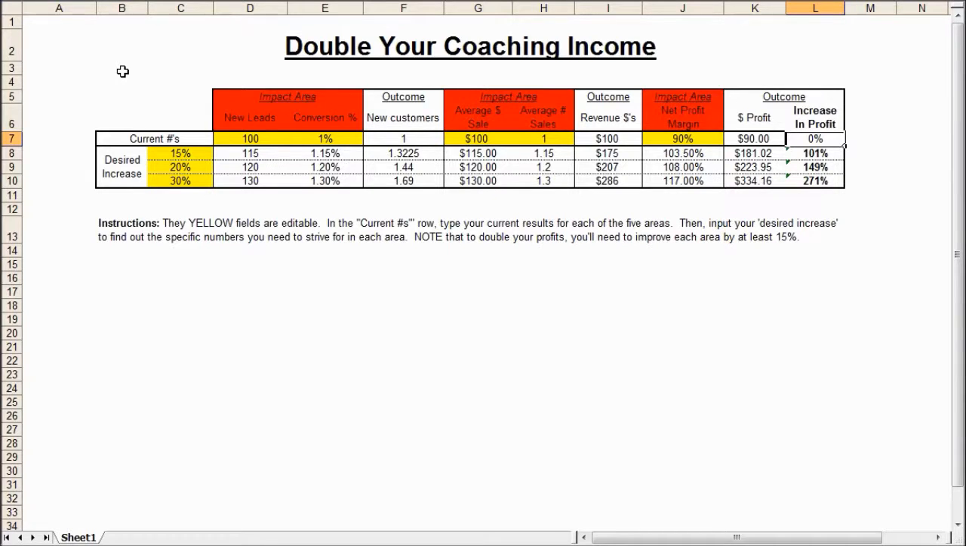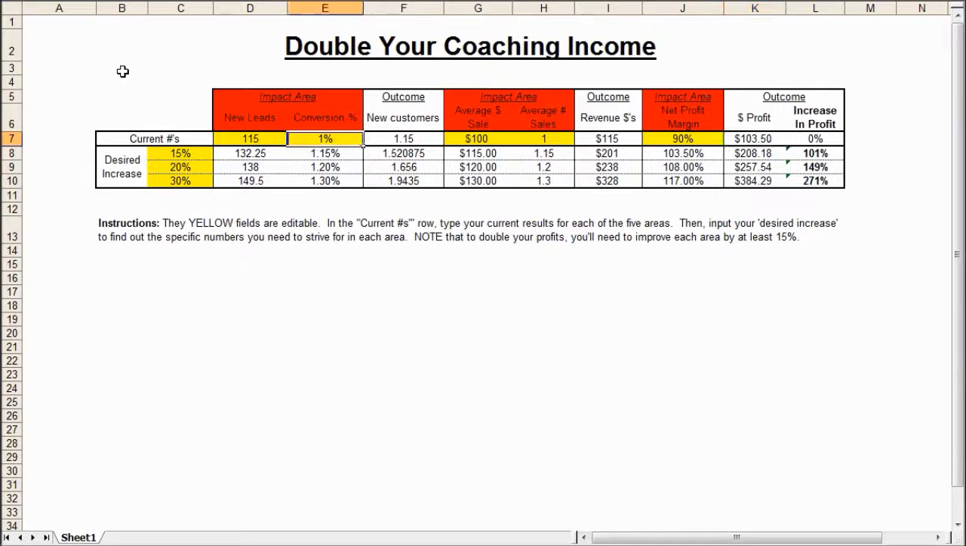Now here's where the cool math comes in. Because each of these areas of impact are connected to each other, making a change in the first area will give you an increased result across the board. If we were to take these new leads and increase that by 15%, 15% of 100 is 15. If we increase that to 115, now all of a sudden we're making $103.50 profit instead of $90, because that had an impact across the board.